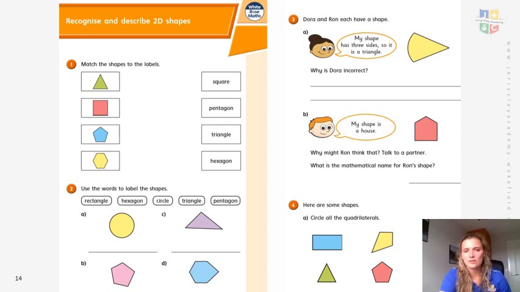So I'd like you to have a go at doing the sheet now. This is attached to the Seesaw activities. So you're going to be labelling up shapes, you might be writing the name of shapes, you might be finding quadrilaterals. So have a go at doing this first, and then I'll go through the answers after.